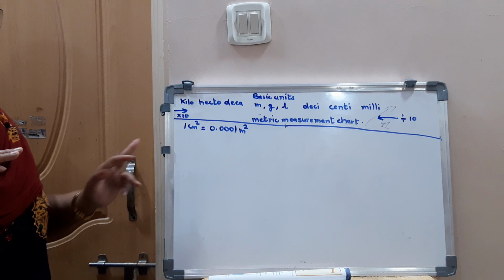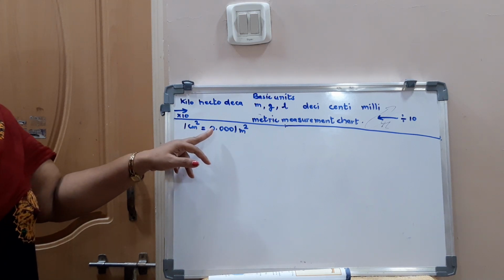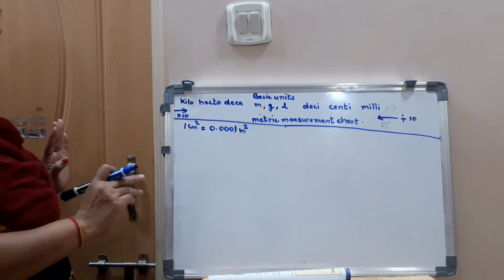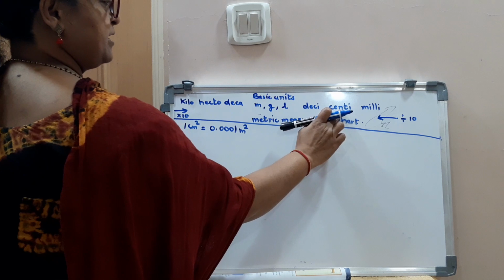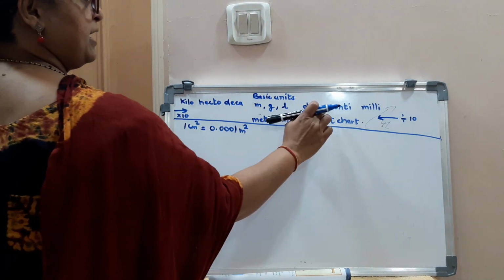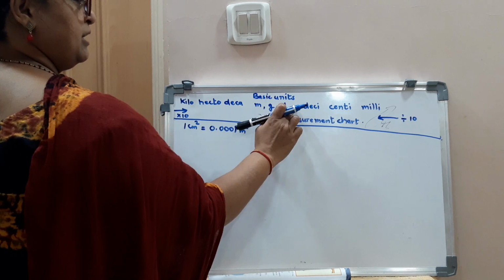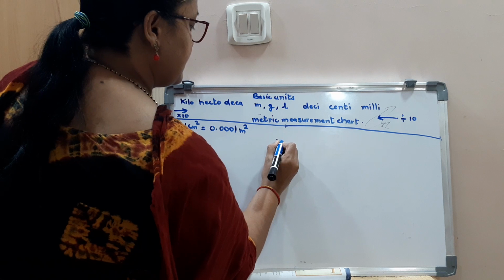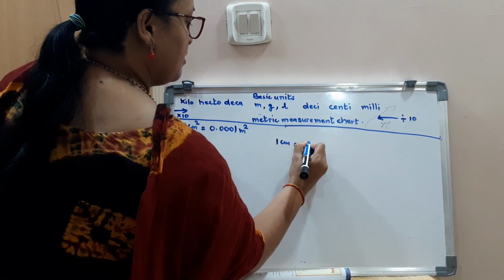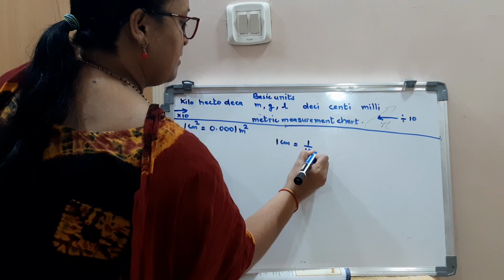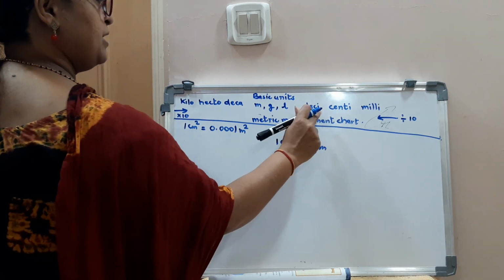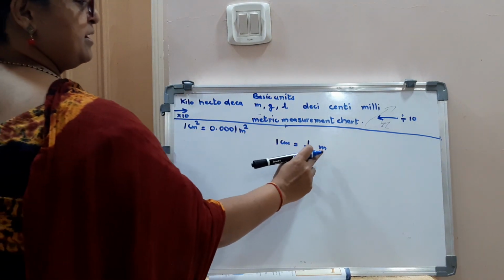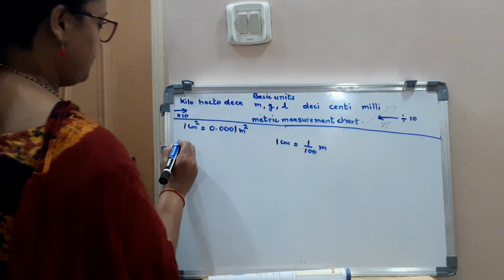Now we have to prove that 1 centimeter square is equal to 0.0001 meter square. You know that 1 centimeter is equal to how many meters? Divide by 10 into 10, that means 100. So we know that 1 centimeter is equal to 1 upon 100 meter. From centi, how many moves? 1 and 2 till meters. So 1 centimeter is equal to 1 upon 100 meter.